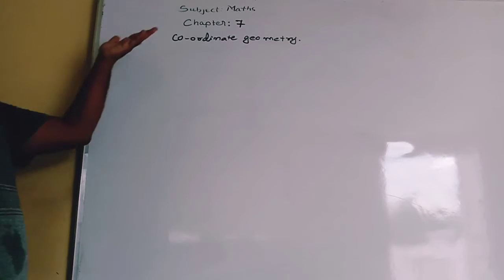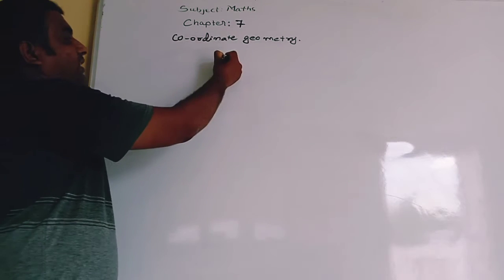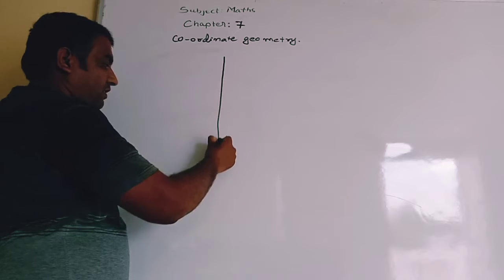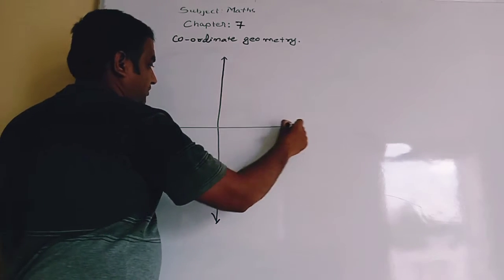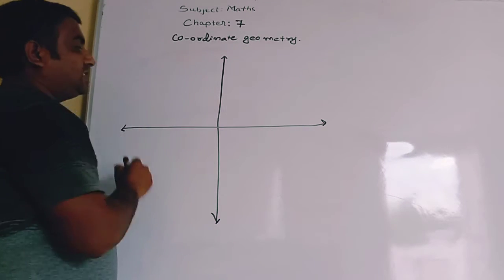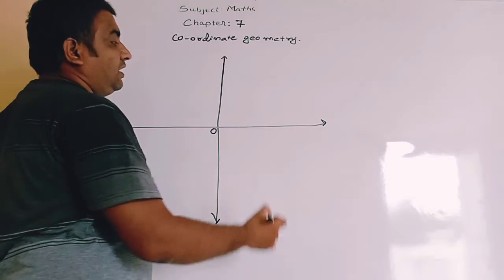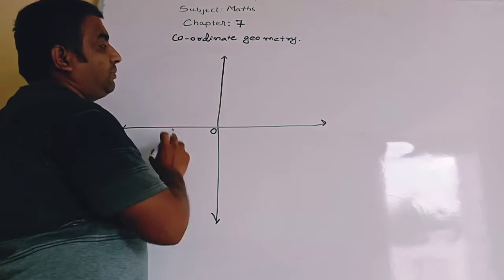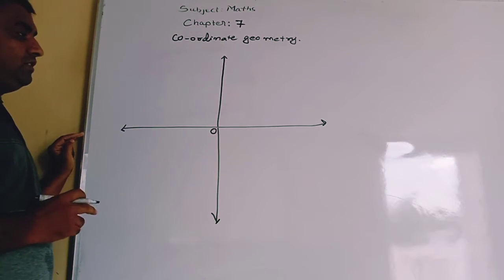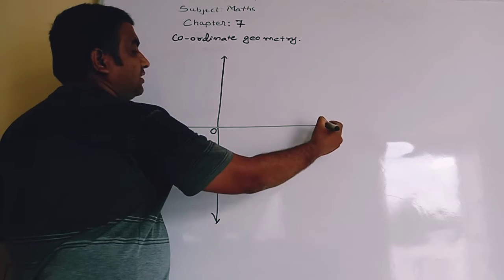Hello friends, today in Maths chapter 7, coordinate geometry, we will understand. In 9th standard you have studied that the vertical line and the horizontal line intersect each other at right angle. Then the plane is divided into four parts. That plane is called the coordinate plane, and the divided four parts are known as the quadrants.